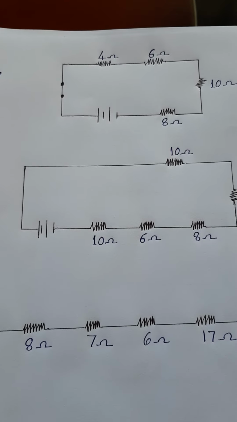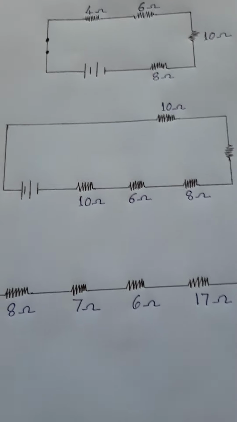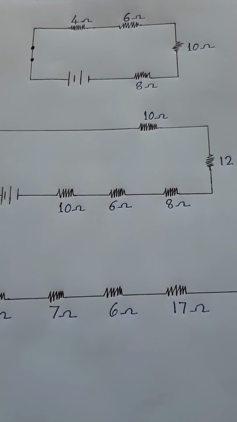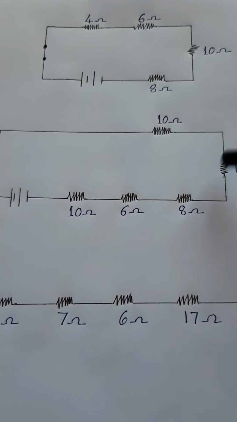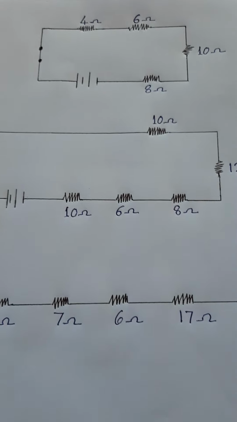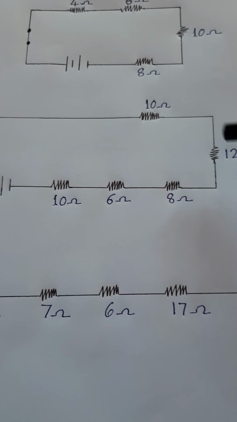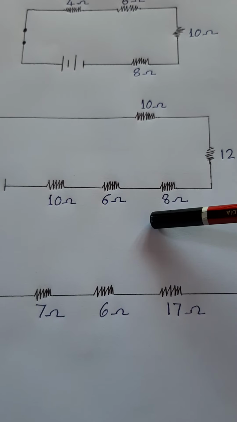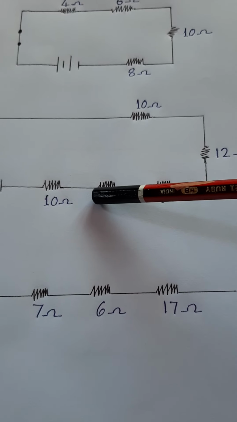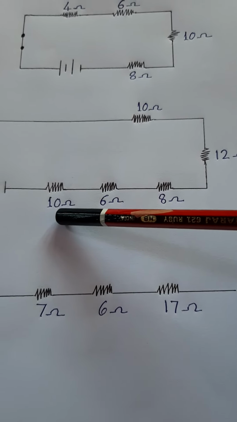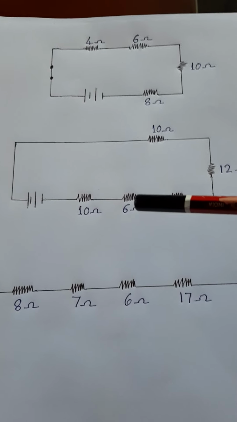Now question number 5 has 5 resistances: 10, 12, 8, 6, and 10. They ask you to find the total resistance.